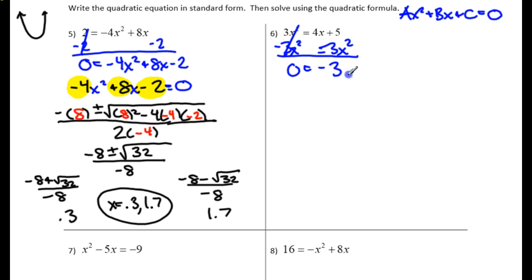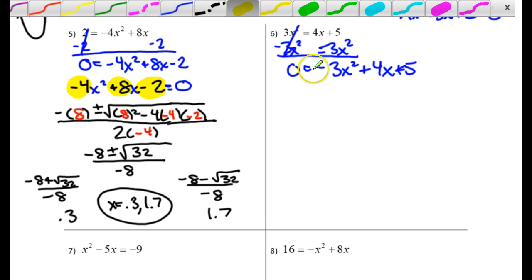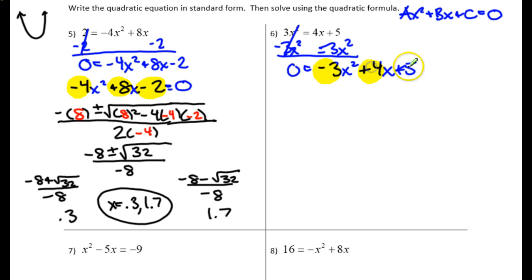Now I'm going to put this one first. That's my a term, negative 3x squared. That's a positive 4x, so I put plus 4x plus 5. Now it's in standard form. Now I can plug in my a, my b, and my c.